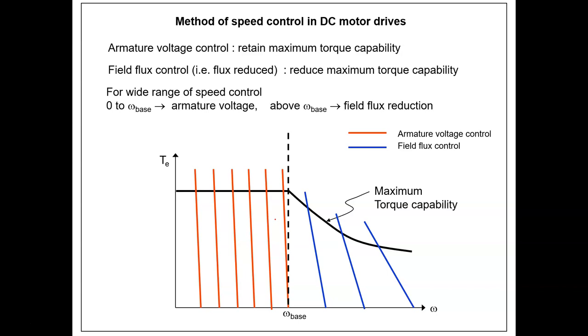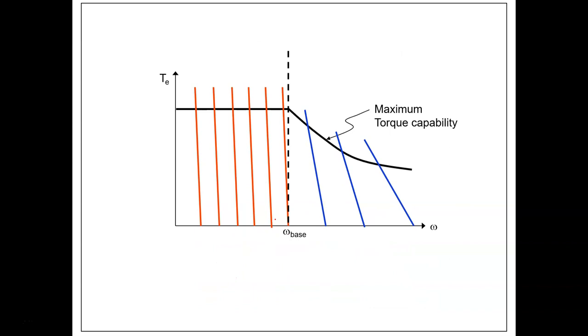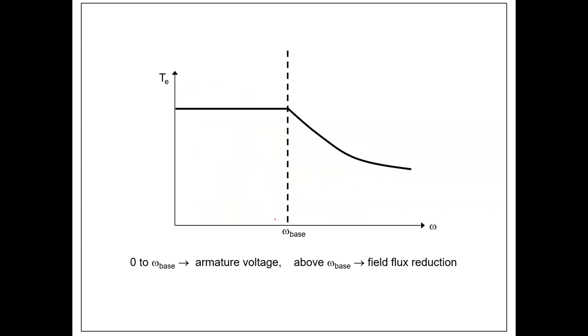armature current. Once we reach the base speed, in order to further increase the speed, the power has to be retained at this maximum value. Therefore, the only way to increase the speed is to reduce the field flux. This method is typically used in DC motor drive systems. So from zero to base speed, armature voltage control, and above the base speed, we reduce the flux, or what we call field flux reduction.